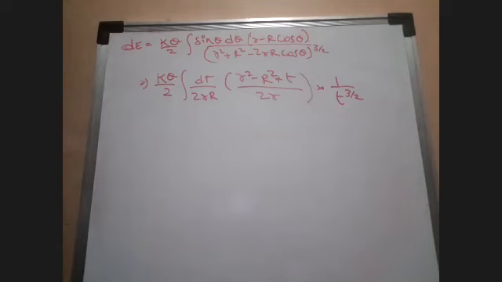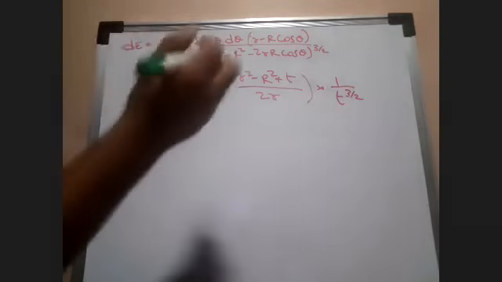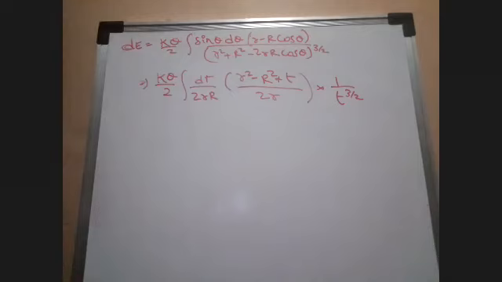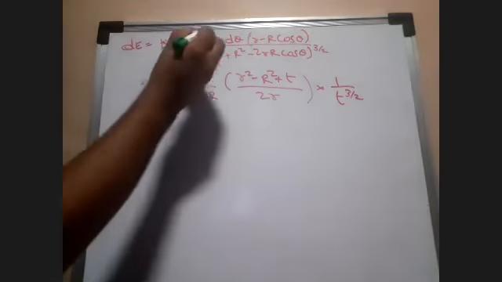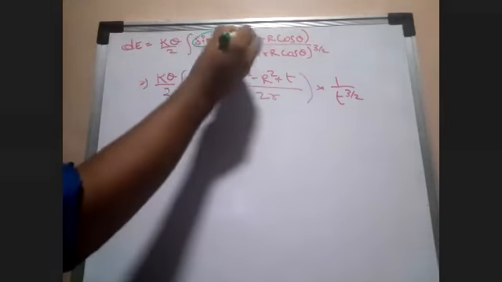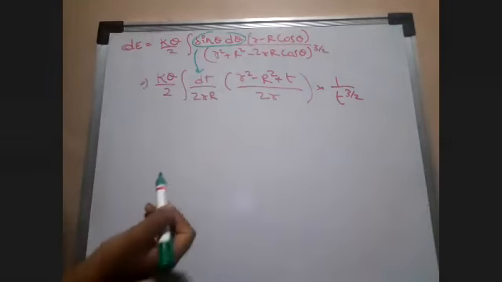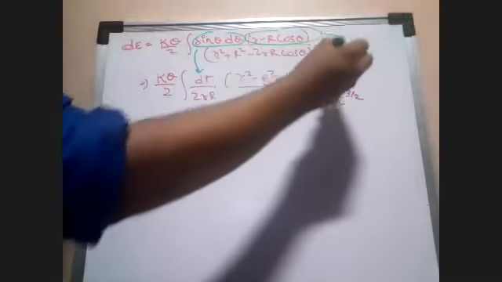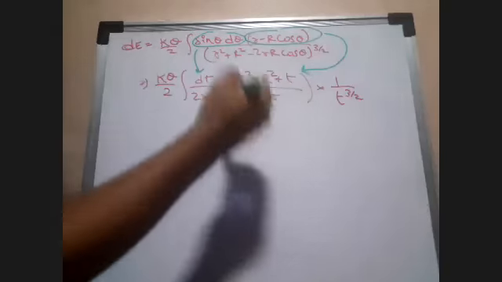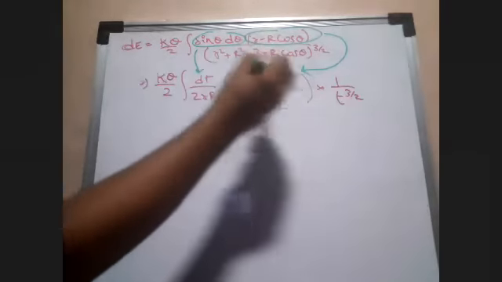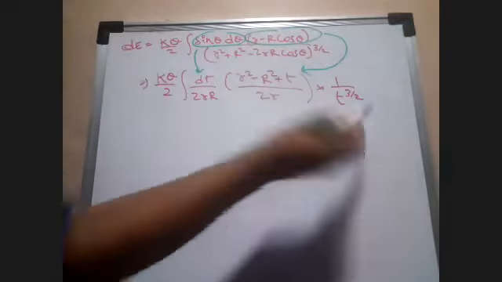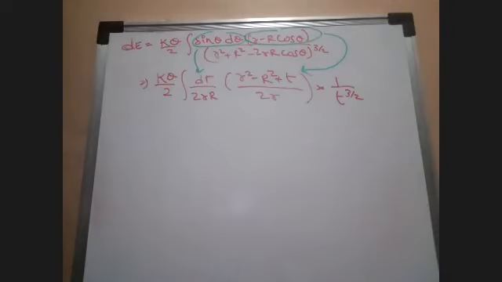Ultimately, with the substitutions that I had done previously, which I showed you, the only thing is this sine theta d theta, I've written it as dt upon 2Rr. This R minus r cos theta, I have written it as this term. And this denominator is entirely taken as 1 upon t raised to 3 by 2.